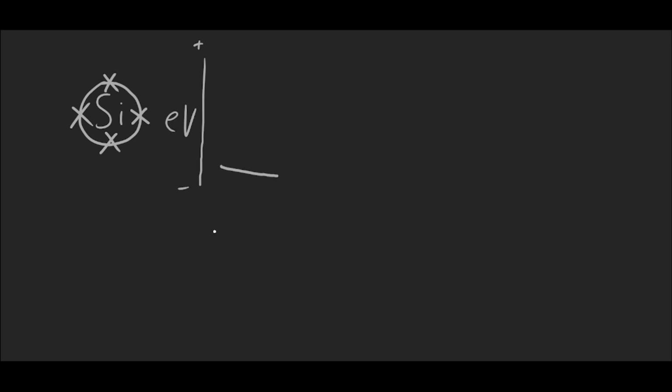Okay, so for example, let's look at one atom of silicon, which has 4 electrons in the valence shell. So if we look at the energy levels here, they have discrete energy levels of a single atom, yeah? 1s, 2s, 2p, 3s, 3p, and this is the conduction level. These are discrete.